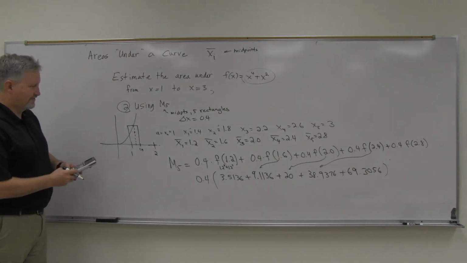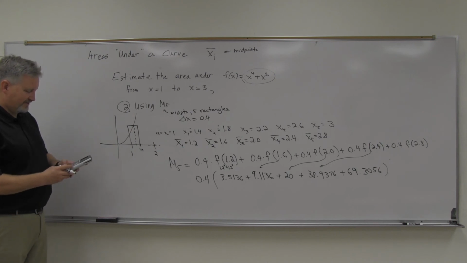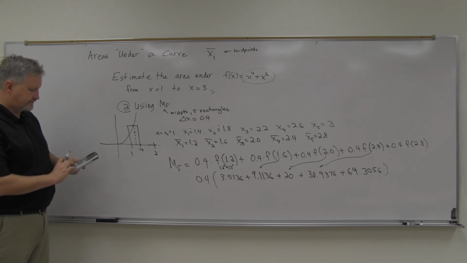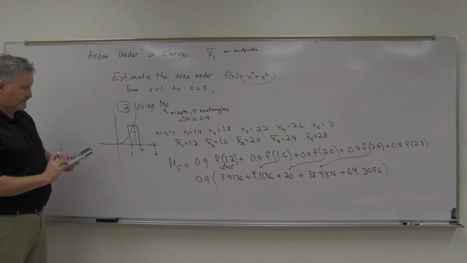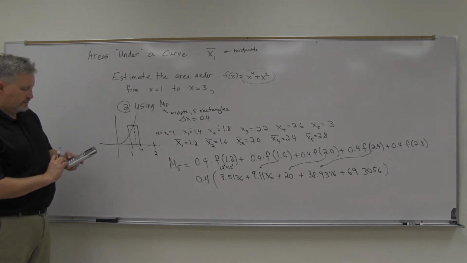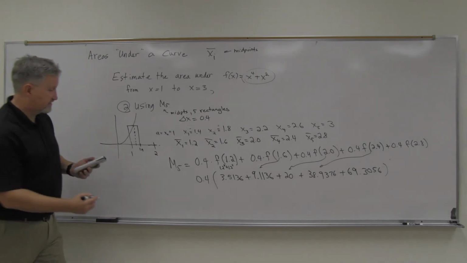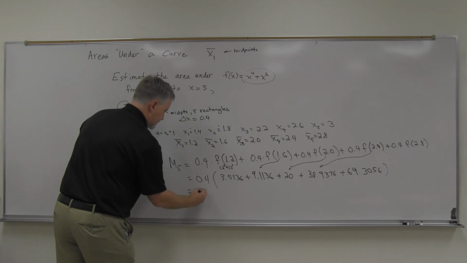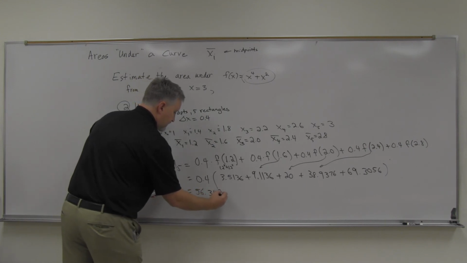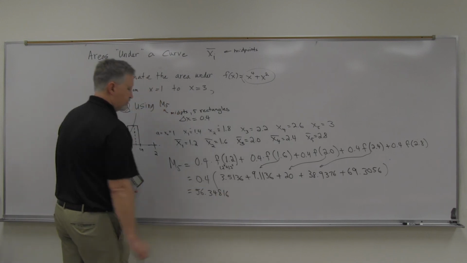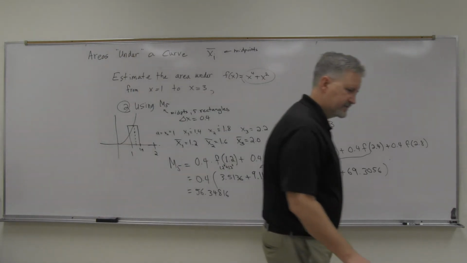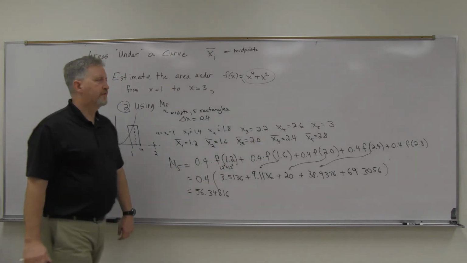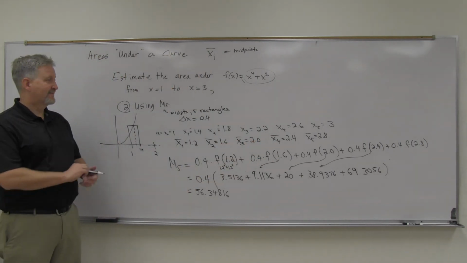So now I just have to enter all those in and multiply them by 0.4. We got it. I get 56.34186. Okay? Any questions?